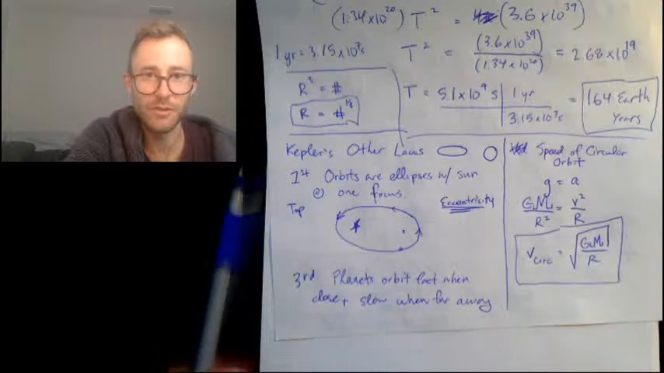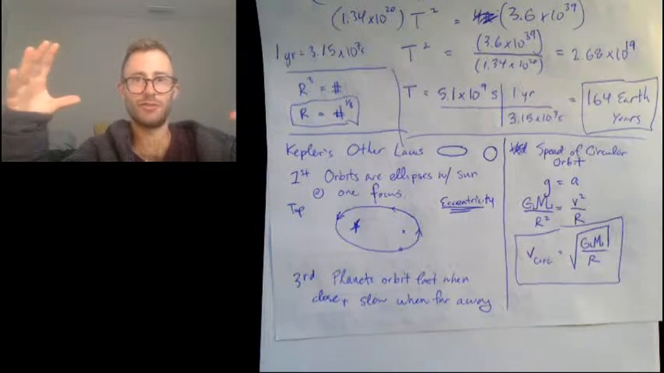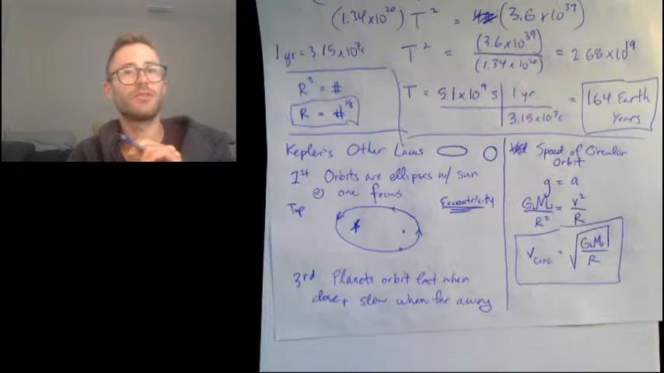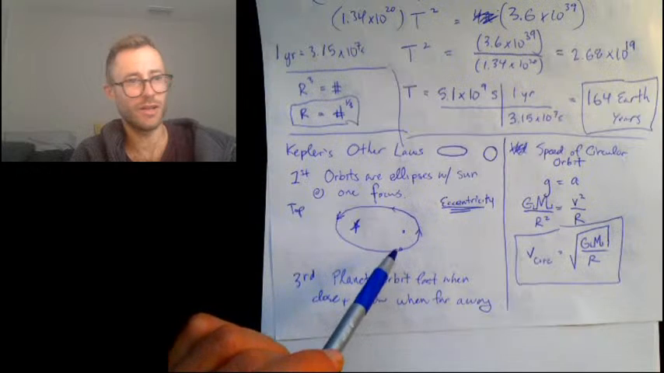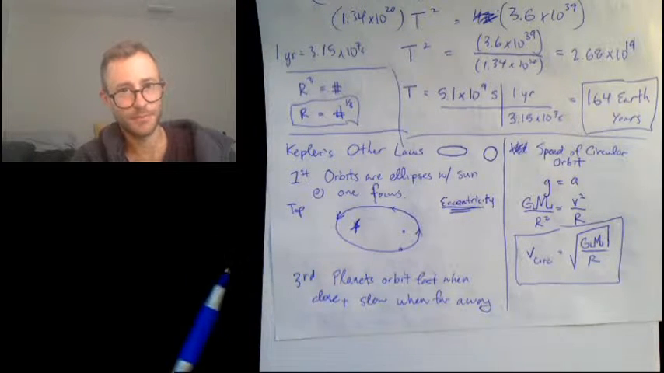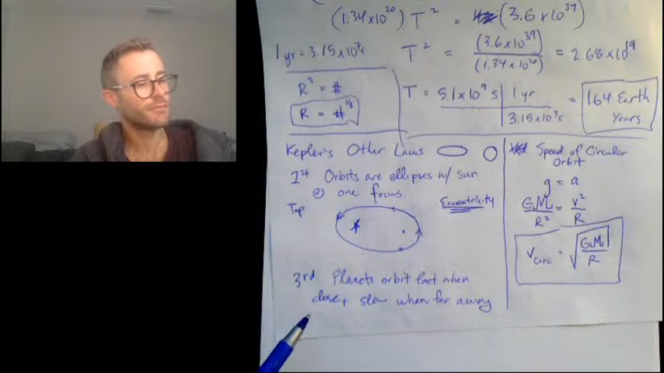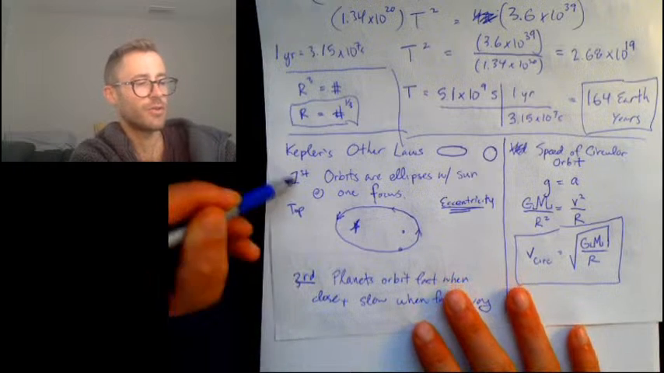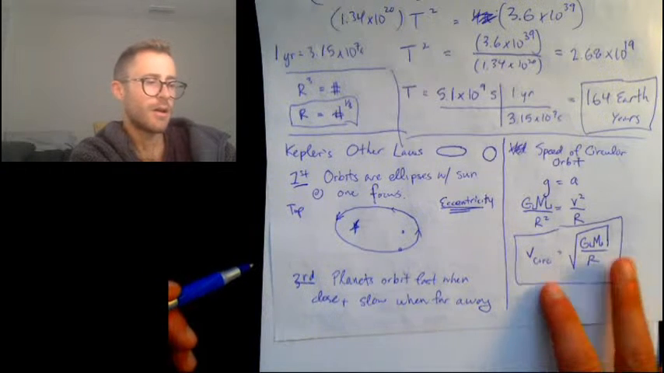You get what I'm saying? If you have a planet in an eccentric orbit, its speed is changing. The closer it gets to the central body, the faster it starts to go. Then it swings around really quickly, and then it's going really slowly out here. So that's the content of Kepler's third law.